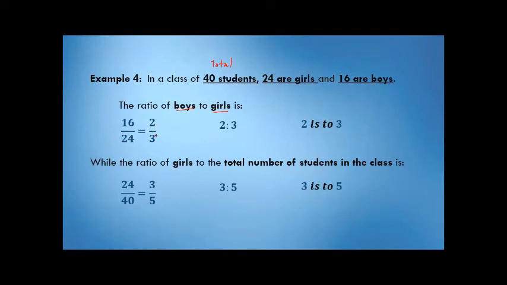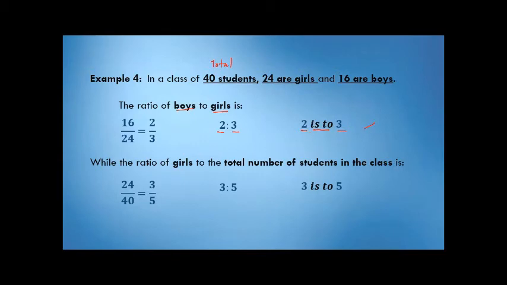So, pwede natin siyang i-lowest term. Ang lowest term niyan is 2 over 3. So, ito na yung pinaka-fraction form niya. So, kung ilalagay naman natin siya into colon form, nandito yung 2 colon 3. At kung babasahin naman natin siya is 2 is to 3. So, ibig sabihin, the ratio of boys to girls base sa scenario na to is 2 is to 3.